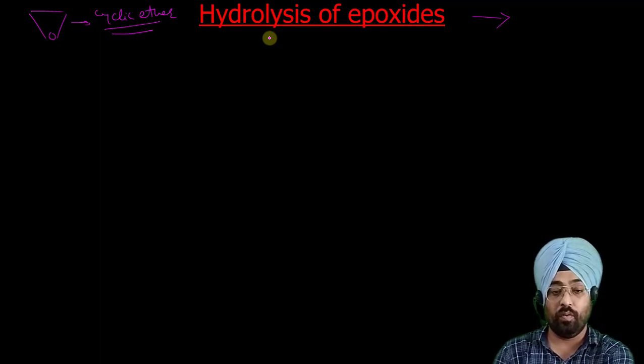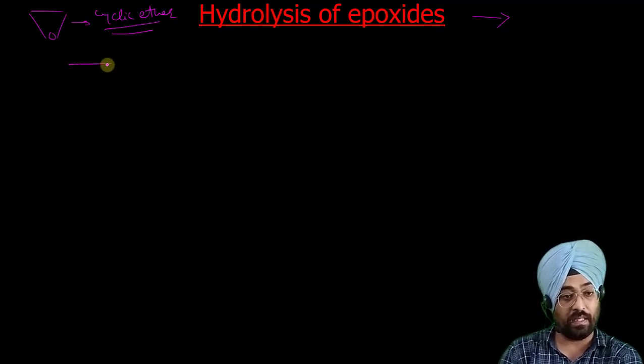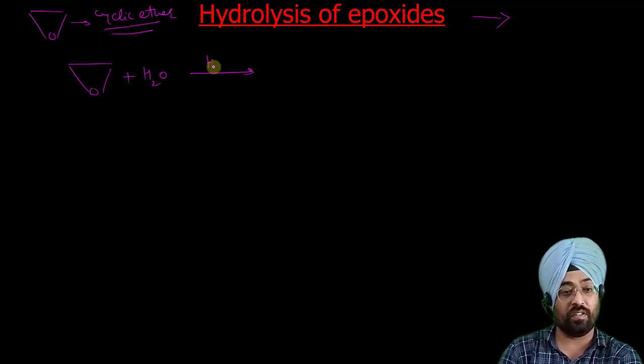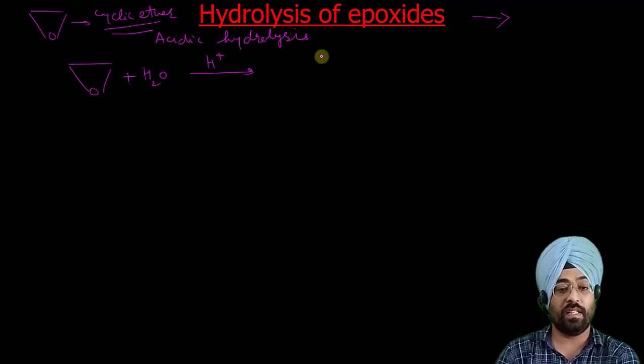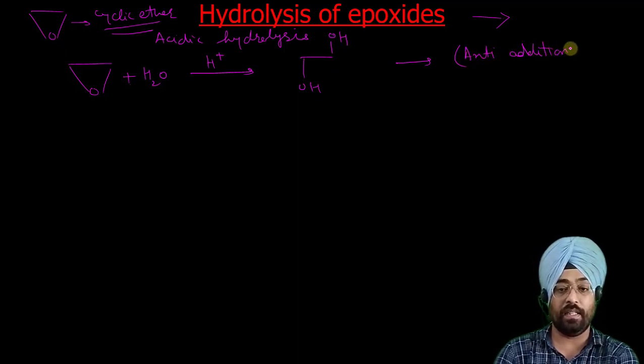Now let us try to understand this with the mechanism. First let me write the reaction. So ethylene oxide plus water under acidic condition, this is called acidic hydrolysis of epoxide. So it will generate this type of alcohol and the reaction takes place through anti-addition. So this is called anti-addition and we will get a trans product. So that we will learn when we discuss its mechanism.